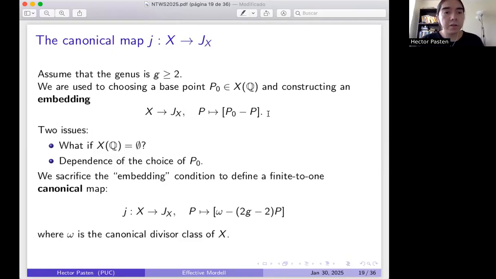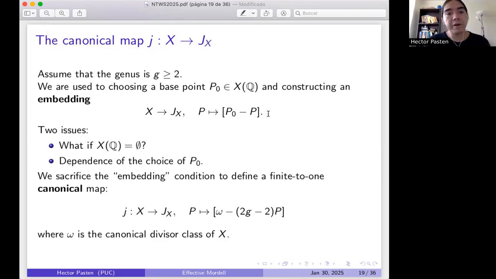One issue is that you may fail to have rational points. We don't know that in advance, so this P0 does not need to exist. And secondly, how does this map, and all constructions that you're going to make using this map, depend on the choice of the base point, P0? So for our purposes with Natalia, we don't want to deal with these two issues.